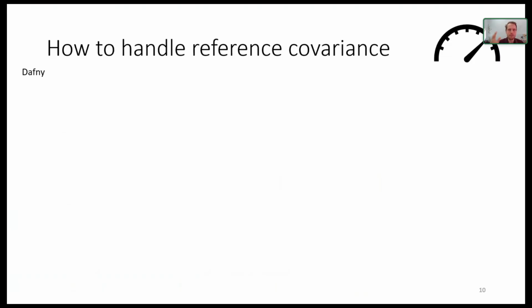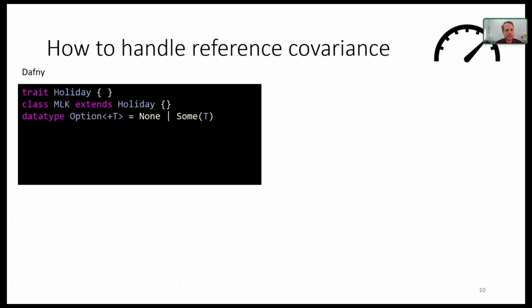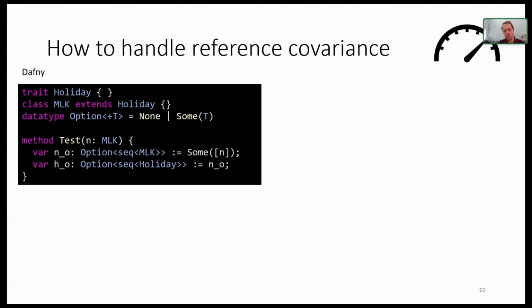So now we have a reference, we have covariance. In Dafny, it's possible to have covariance. Let's say you have a Holiday, and you have a class MLK that extends Holiday, and your datatype Option with covariant type parameters. And now you want to test something. You do something crazy. You put an instance of MLK into a sequence, into an option, into a sum, and then you convert it to an option of sequence of Holiday, because MLK is a Holiday.